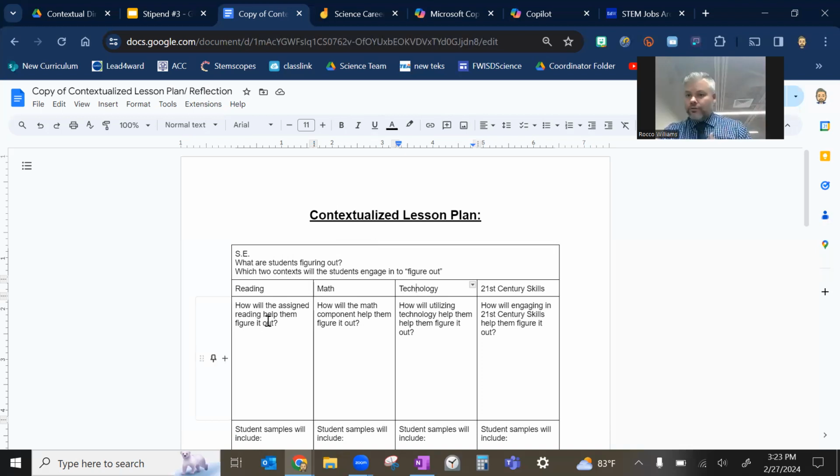So you don't have to do all 4. If you're going to do a reading assignment and then you're going to have them create something with technology, there's your 2 contextual dimensions.